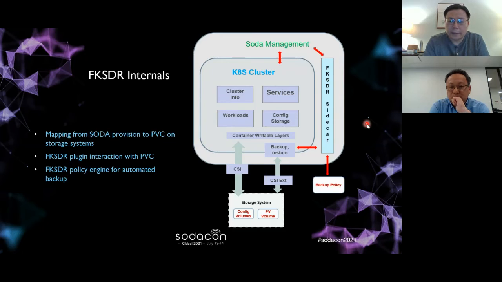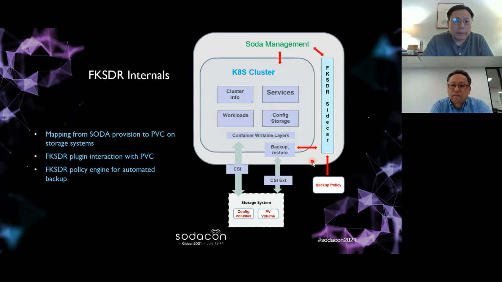So this is the FKSDR internals. This slide is basically a little technical expansion of the high-level architecture Ning just introduced to you guys. So the red arrows here are highlighting all the key interactions that are required to be implemented in order to achieve the goal we designed in this architecture.